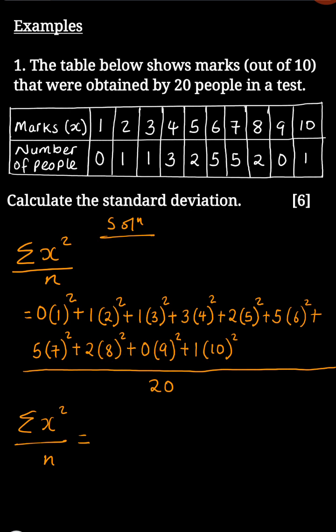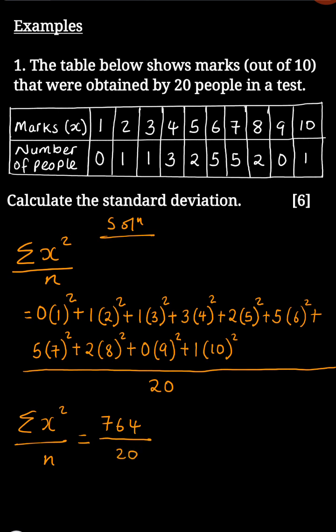Once you press equals, you are going to find that the summation of x squared will be equal to 764 over n. Now, our n in this case is 20. Where we are getting the n is by summing up these numbers in the bottom row right there. So where there is n, you put 20.